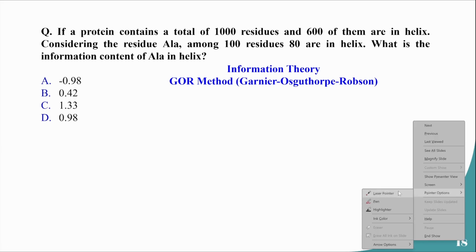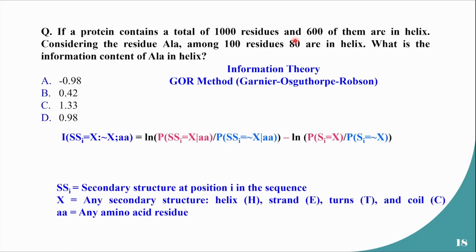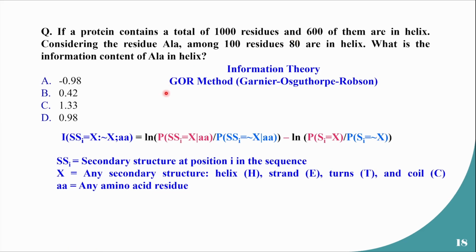The question is asking: if a protein contains a total of 1,000 residues, and 600 of them are present in helix regions, and among the 100 alanines present in the entire sequence, 80 are part of helices, what is the information content of alanine in helix? In relation to helix, you have to calculate the information content of this particular amino acid residue, alanine, and the formula to calculate that would be something like this.